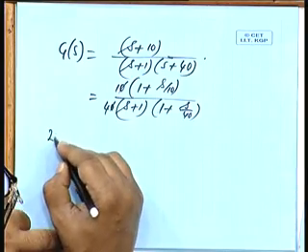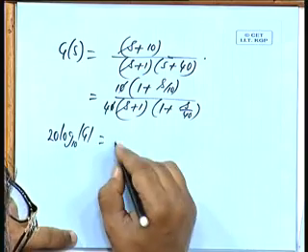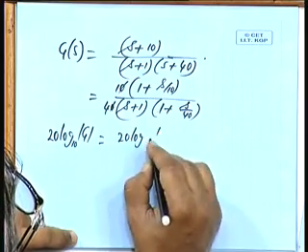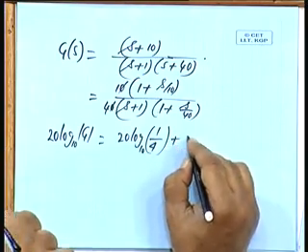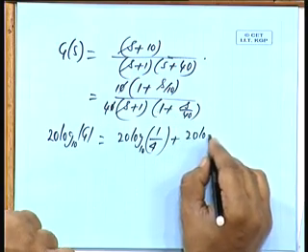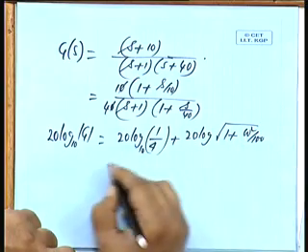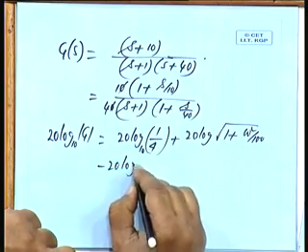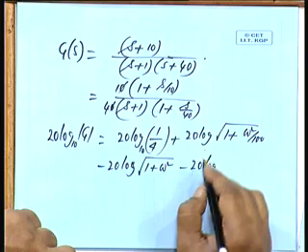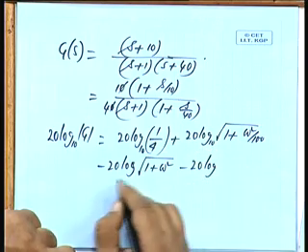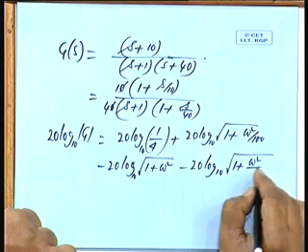If I take log, 20 log of g will be 20 log of 1 by 4, plus 20 log of the numerator term, root over of 1 plus omega squared by 100, minus 20 log of root over of 1 plus omega squared, minus 20 log of 1 plus omega squared by 1600. I am not writing to the base 10 every time, it is understood we are working with the base 10.